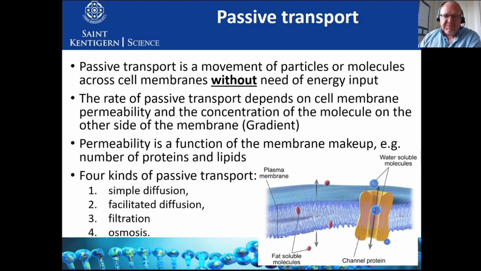The rate of passive transport depends on the cell membrane permeability. So when you look at this cell membrane over here, you will see that the more channel proteins you have, the faster it will be. The more holes you have in a sieve, the faster it will be, or the bigger the holes. So the more permeable it is, the faster it will be. But also the concentration gradient, in other words, the concentration of the molecules on the other side of the membrane. Because of that concentration gradient, you will have passive transport.